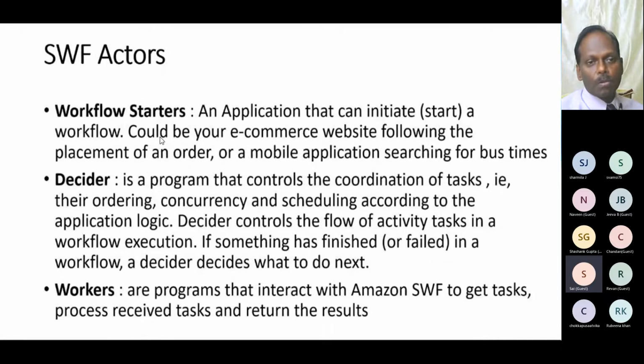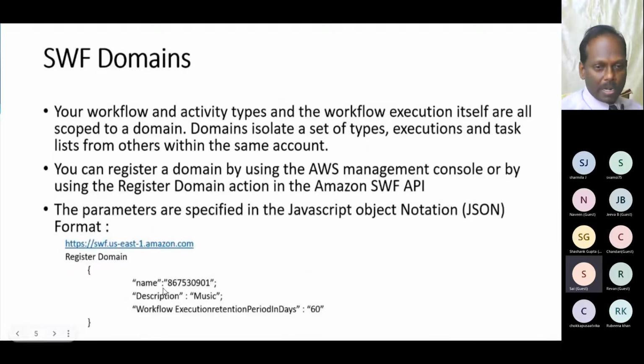So now let us understand the components in SWF. Starters, there we said producers, here we call them starters. Who initiates the tasks, the workflow? Decider, as I mentioned, is a program that controls the coordination of tasks. Ordering, concurrency, scheduling, etc. Everything is done by the decider. Workers will get the task and they process the task. So you have starters, deciders, workers. It is written in JSON completely. You can see this particular one.